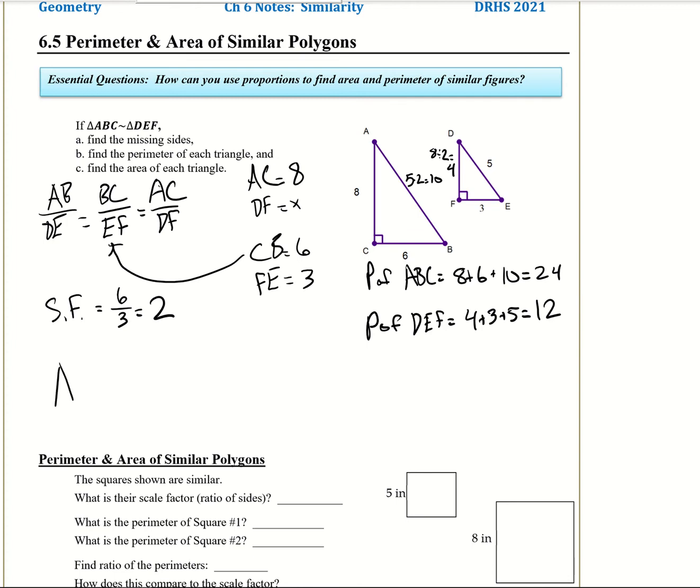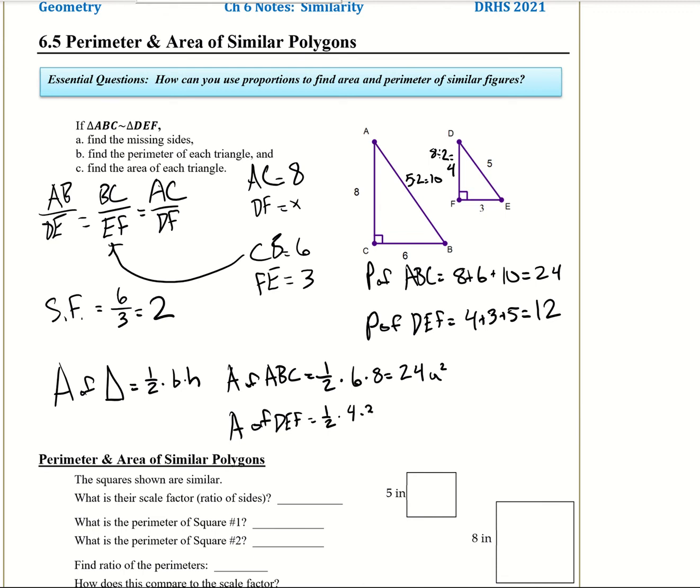And then finally the area of a triangle is 1/2 times base times height. So for area of ABC, that's going to be 1/2 times the base is 6 and the height is 8. They are perpendicular to each other. They form a right angle. That's how I know those two are the base and the height, and not the length of 10. So this is going to be 24 units squared. And then the area of DEF is going to be 1/2 times 4 times 3, which is going to give us 6 units squared.